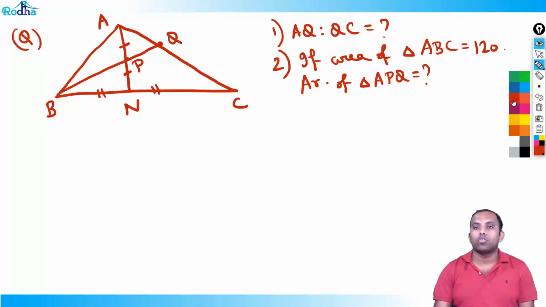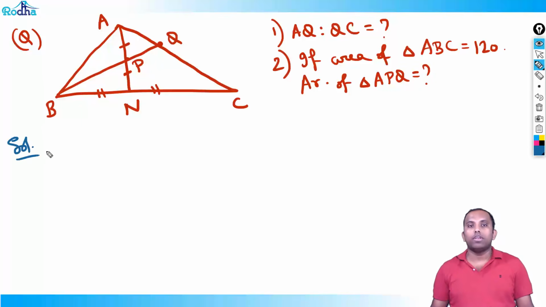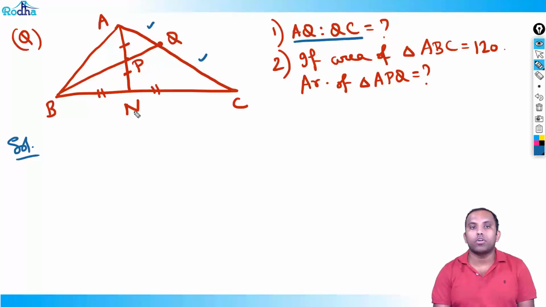Right, so a very good question again. We'll solve it now and learn the concept through it. See, this is the diagram here. Now I need to find the ratio of AQ to QC. So how to do it here? I know N is the midpoint of BC. Fine. P is the midpoint of AN.